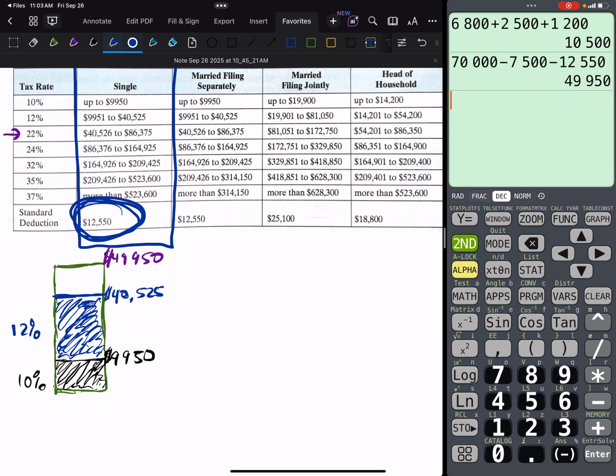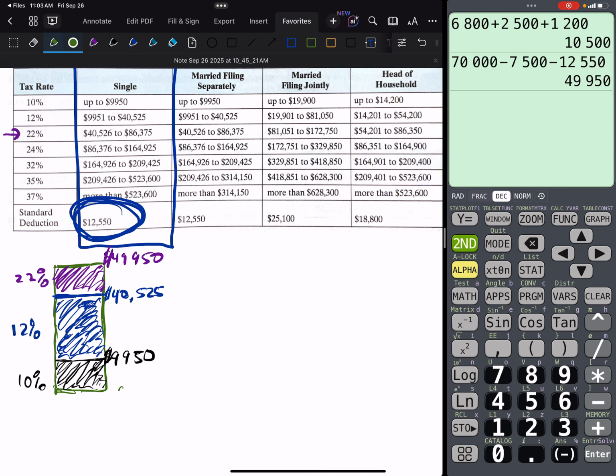You can probably see where this is going. We now have a 22% tax rate, and it's on everything above the $40,525. And so to find the total amount of tax that this person owes, I need to calculate three values and combine them. I need to calculate 10% on the amount of money that I've shaded in black. I need to calculate 12% of the amount of money I've shaded in blue. And I need to calculate 22% of the amount of money I've shaded in purple.